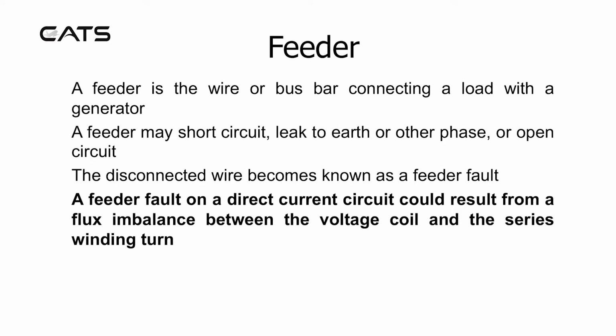Feeder. A feeder is the wire or bus bar connecting a load with a generator. A feeder may short circuit, leak to earth or other phase, or open circuit. The disconnected wire becomes known as a feeder fault. A feeder fault on a direct current circuit could result from a flux imbalance between the voltage coil and the series winding turn.